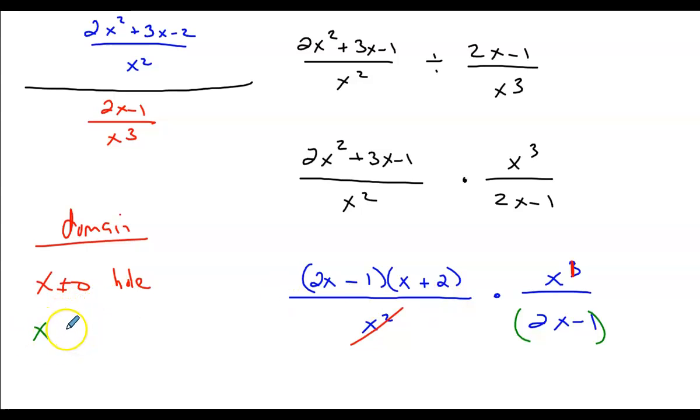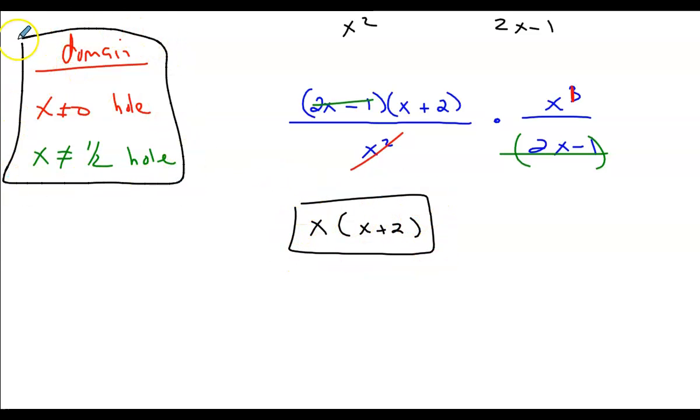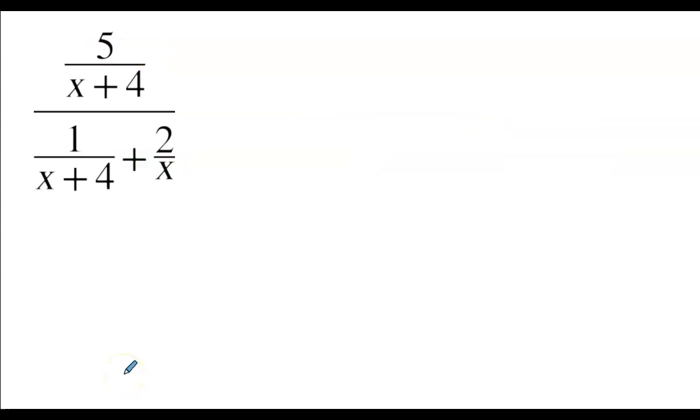Second denominator there, x cannot equal 1/2. That one simplifies as well, creating another hole in the graph. What's left? x times x plus 2. This one's a little nicer for us.